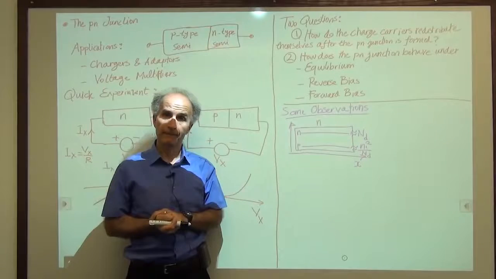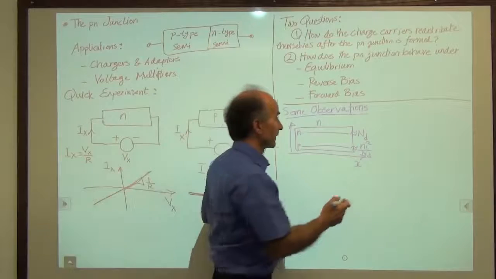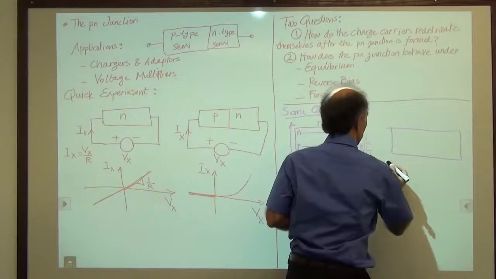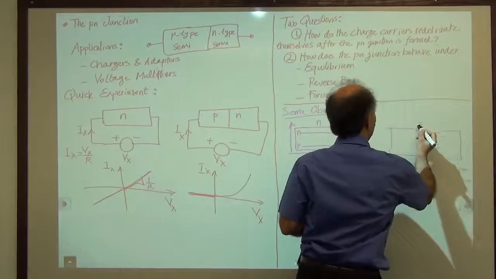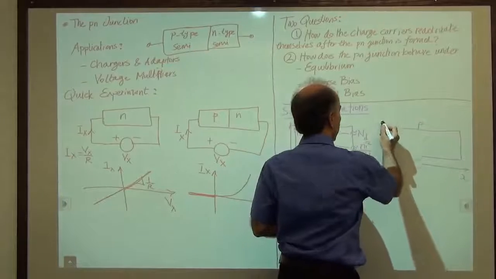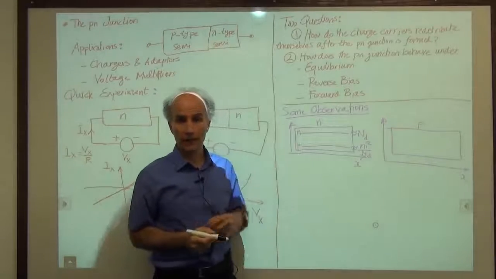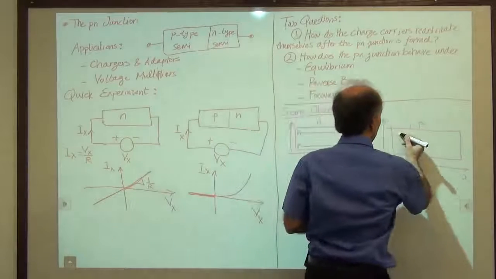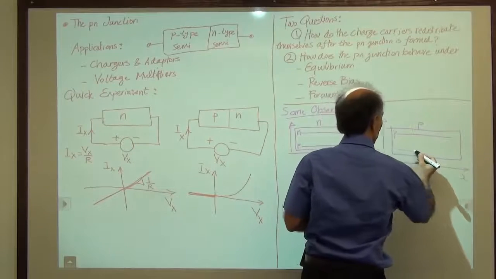So far so good. Let's repeat this for a p-type device. So here's a p-type device. Here's our x-axis. So we plot the concentrations for a p-type device. In a p-type device we have lots of holes, very few electrons. So we have lots of holes here. That's p. And we have very few electrons.